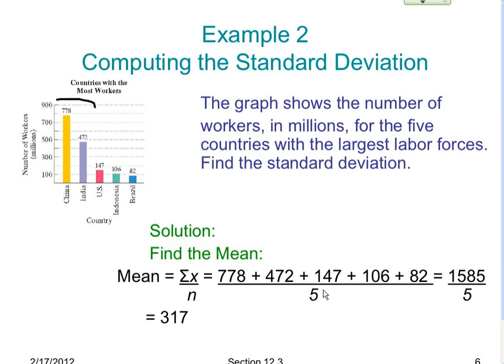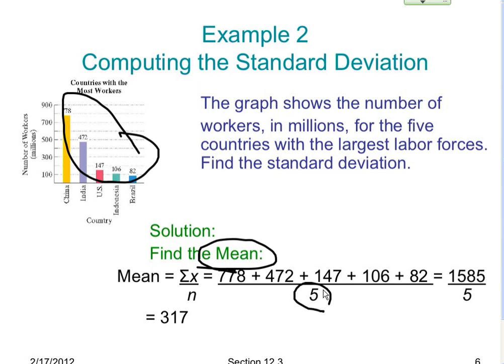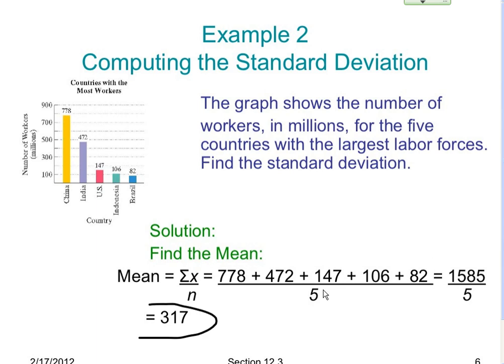So we've got 778 in millions, 472, 147, 106, and 82. First thing we have to do is find the mean. Mean is average. You add them up and divide by how many numbers we have. We've got 5 numbers. When you add them up, you get 1585. Divide by 5, and the mean is 317. So the first thing you do is find the mean.